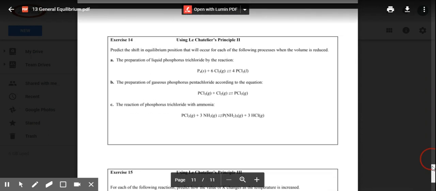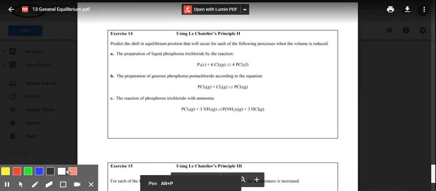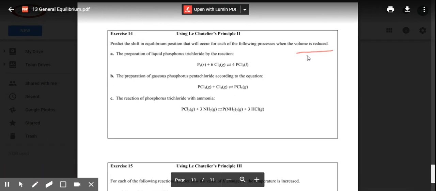This set of questions is dealing with the pressure. And how I know that is because it's talking about the volume. So it's saying that volume is reduced. What that means is that pressure is going to increase. And remember, when pressure increases, I always move to the side of the reaction that has less moles of gas. So we look here and we have 6 moles of gas on the reactant side, and we have 0 moles of gas on the product side. So I'm going to shift towards my products for that case.